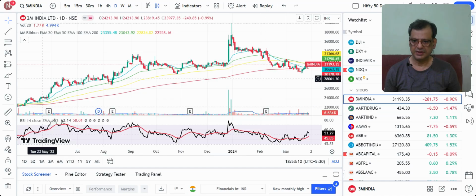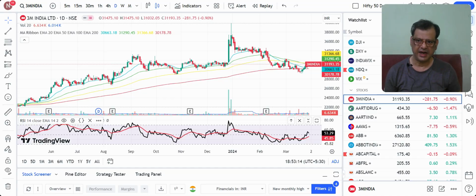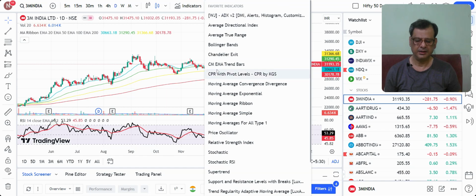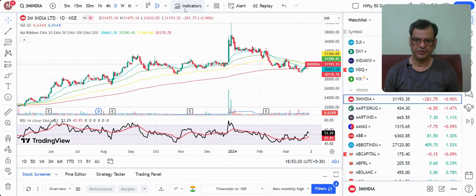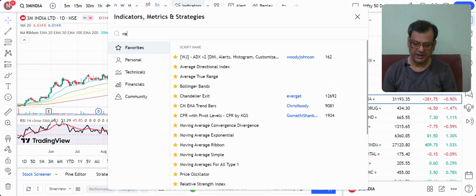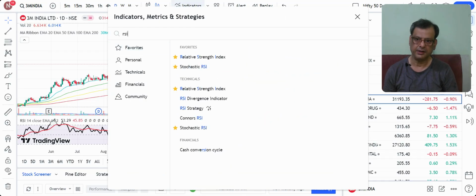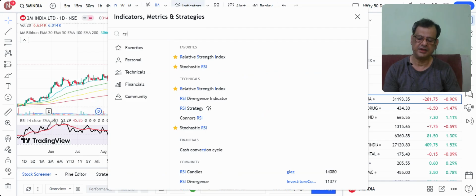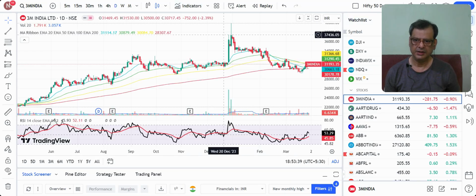Now this is the RSI, and you can easily add it to your screen by going to indicators, and then you can just type your relative or just type RSI. And there you have relative strength index. I have it marked as a favorite here. Since it's already added, I won't do that again. So this is how you can add RSI to your screen.